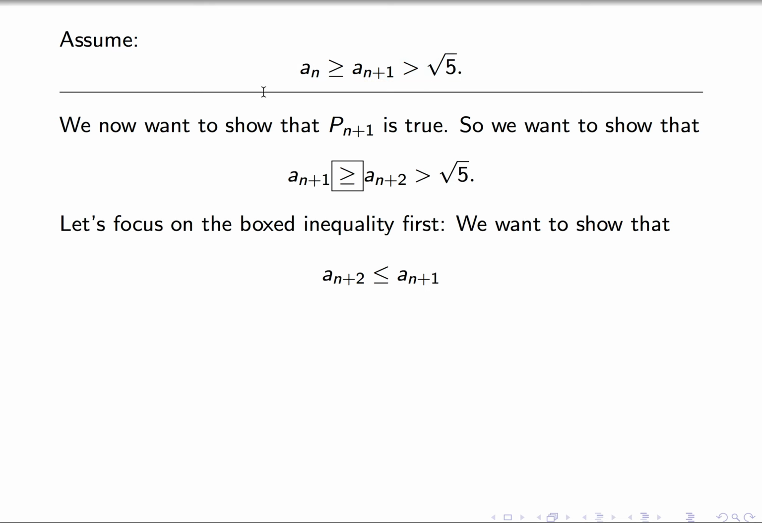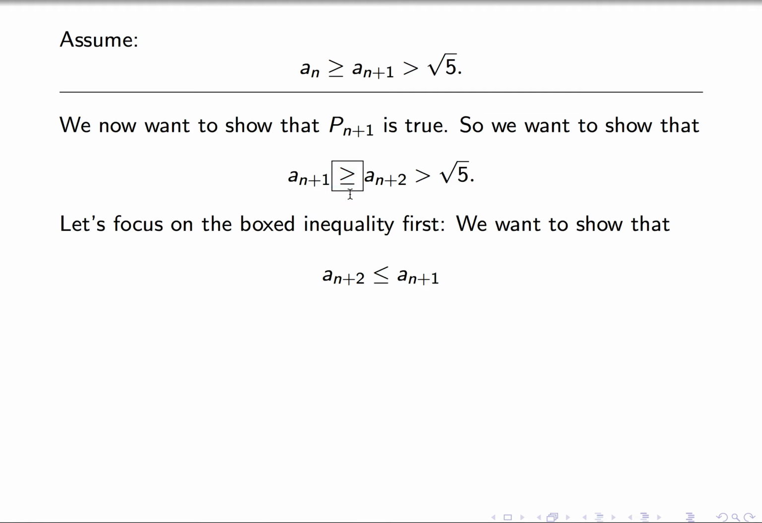And now we want to show that Pₙ₊₁ is true. I've written down what we want to show: that aₙ₊₁ is bigger than the next term, aₙ₊₂, and that's bigger than the square root of 5. We have to prove this in two parts because there are two inequalities. There's the first one and the second one.